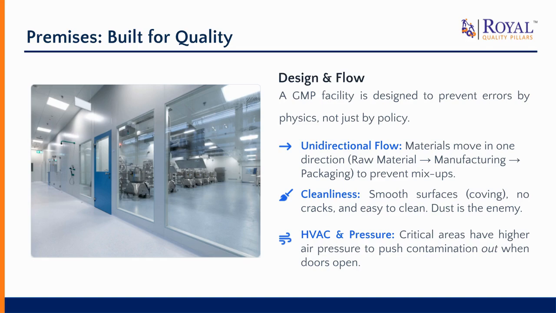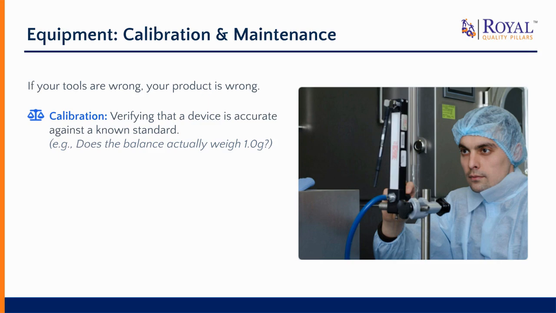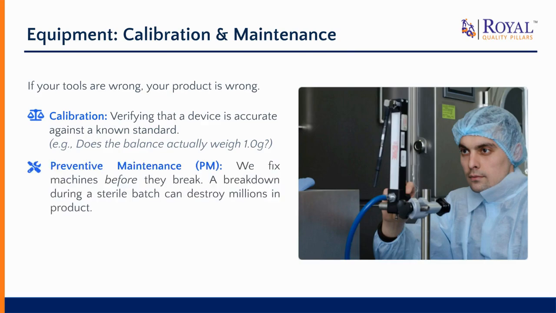It's an invisible barrier. You cannot do a quality job with broken tools. Calibration. This answers the question, is this accurate? If the weighing balance says 5 milligrams, is it actually 5 milligrams? If not, we might overdose the patient. Maintenance. This answers, is it reliable? We don't wait for machines to break. We fix them on a schedule.